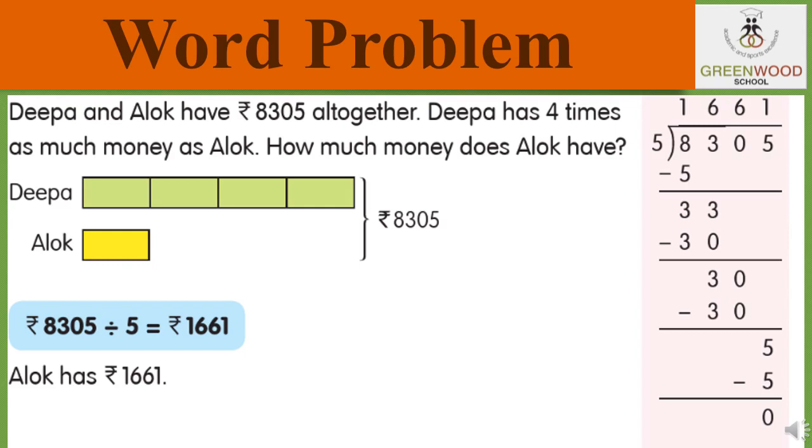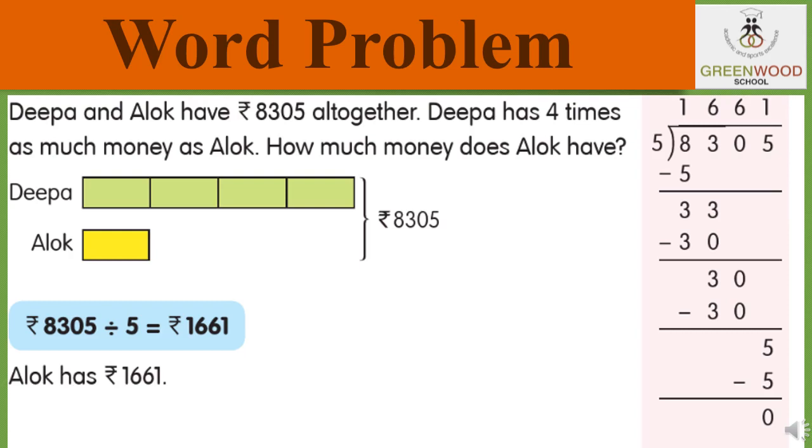Word problem. Deepa and Alok have 8,305 rupees all together. Deepa has 4 times as much money as Alok. So how much money does Alok have? We'll represent this problem in a bar diagram. Deepa has 4 times more money than Alok. So Alok's money is represented in 1 block, that is in yellow color, while Deepa's money in 4 blocks in green color. Now they have all together money as 8,305.